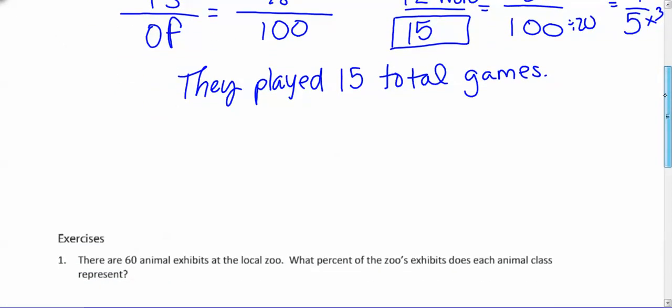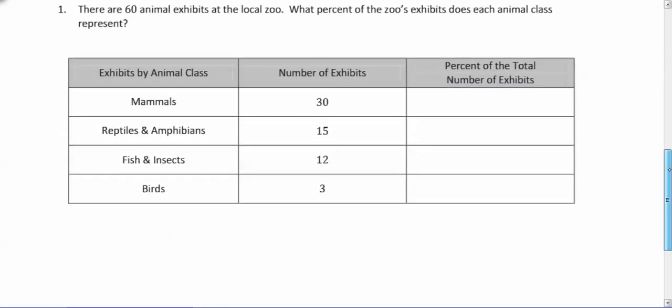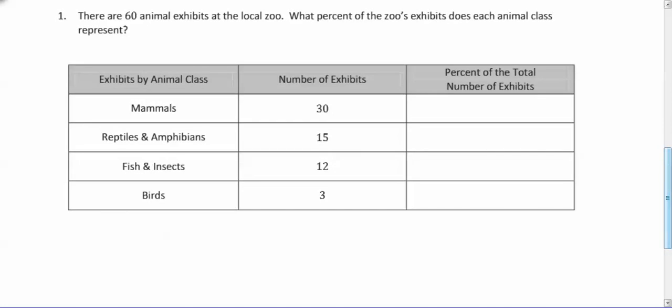Okay, we're going to pretend that we're going to a zoo here. There are 60 animal exhibits at the local zoo. We want to figure out what percent of the zoo's exhibits does each animal class represent. So, they have mammals, for example. There are 30 mammal exhibits. So that's the partial amount, right? So partial amount over the total amount. How many total were there? 60, yep. So 30 out of 60.